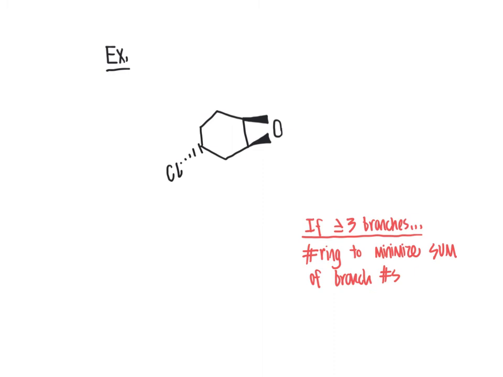And so we can think of a few ways to go about numbering this. We could start numbering based on what I'm showing in blue over at the chlorine atom, coming around to the epoxide. And the sum there, to give you an example of what we mean by minimizing the sum, would be 1, because the chlorine branch is at number 1, plus 3 plus 4 for the locations of the epoxide branches at carbon 3 and 4. That would give you a grand total of 8. If we can do better than 8 in terms of minimizing the sum of branches, then that's going to be a better way to go.